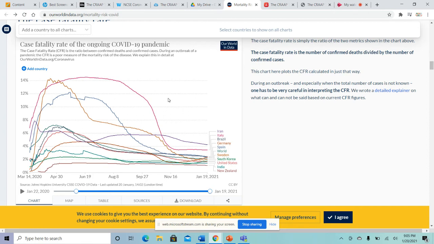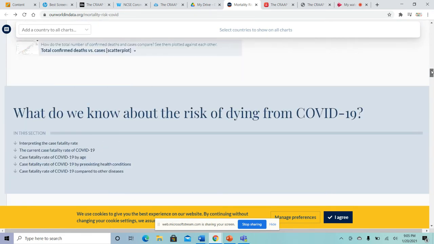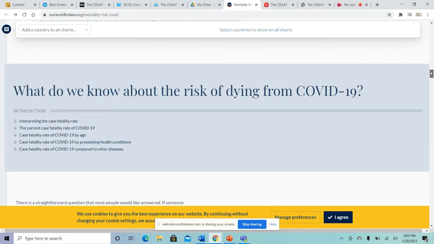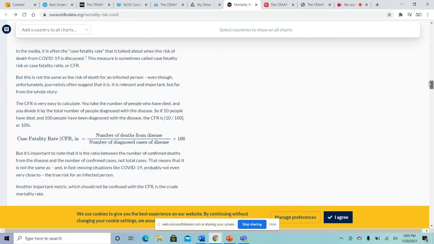So for example, in this case, it gives you multiple countries and how they measure the case fatality rate. And if we don't know about it, then we could look on the right side talking about what it is, and how they solve it. And then it also gives you additional questions like what do we know about the risk of dying from COVID-19. And I really like this fact right here.